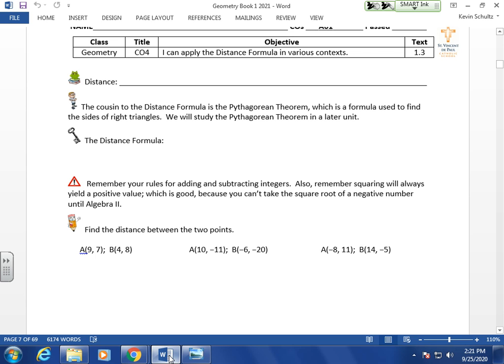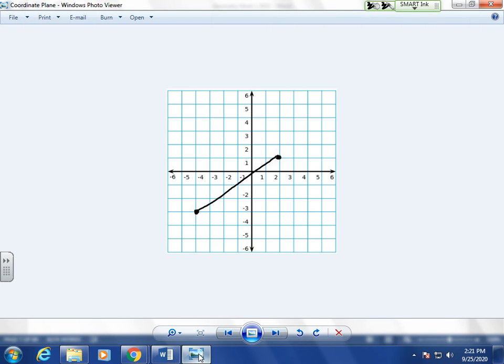And good day. We are back with geometry in now CO4, applying the distance formula in various contexts. So we are going to go back to our segment that we had at the beginning of CO3. In CO3, we were looking at where the midpoint of this segment was, and we found that we could either use the formula or, given a coordinate plane, it wasn't too difficult to find it. We could use slope to find it. We can look and see where it falls, as long as we're sure to check ourselves afterwards there.